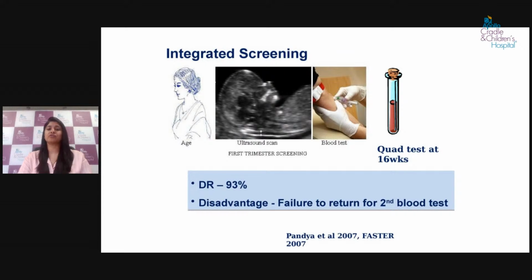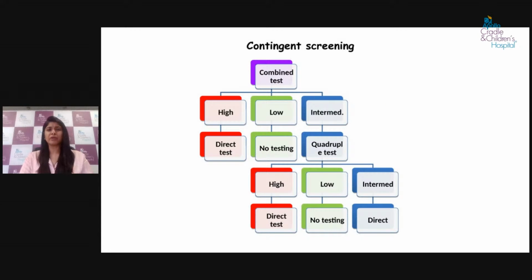So the detection rate is about 93%, and the disadvantage is failure to return for the second blood test, which is a study done by Pandya et al. in 2007, but we don't follow.